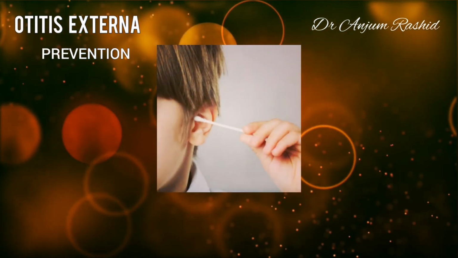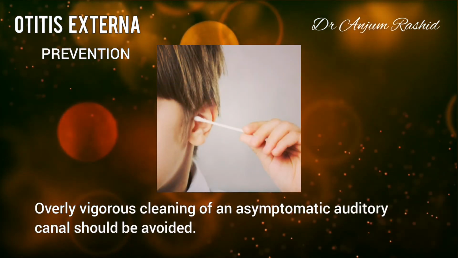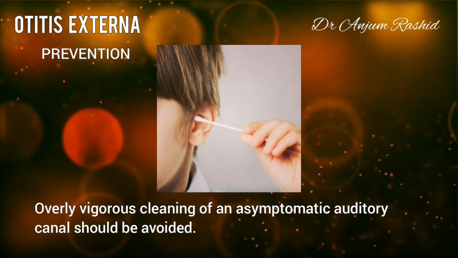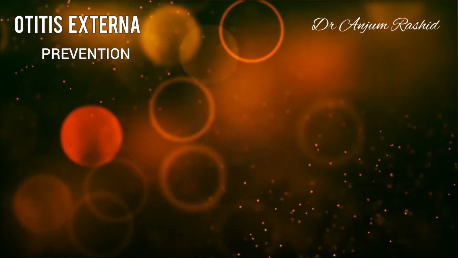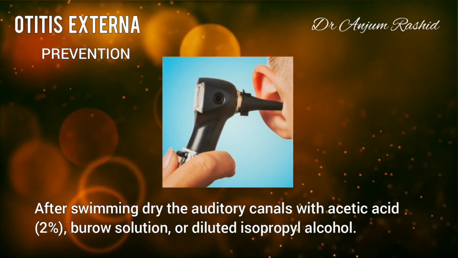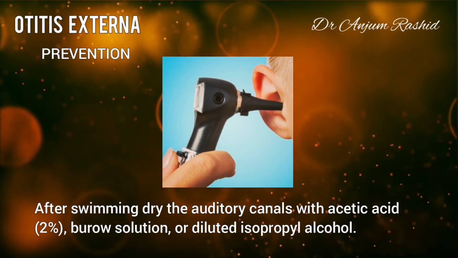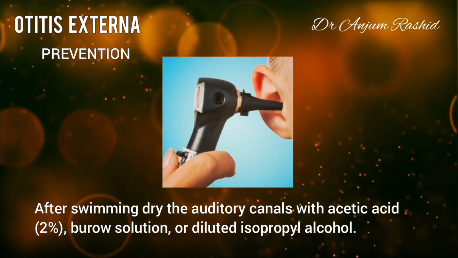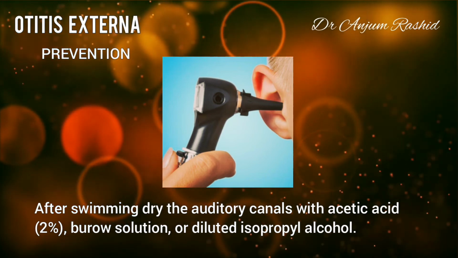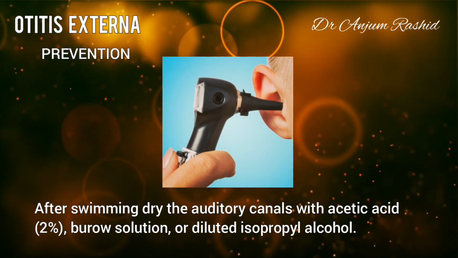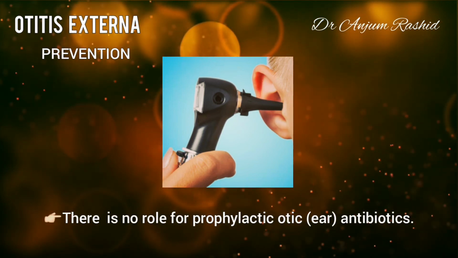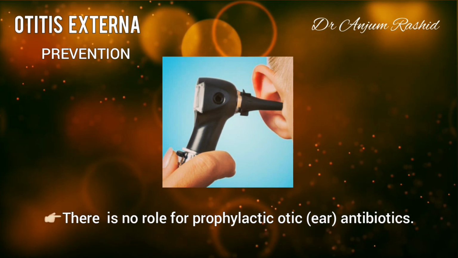Now, in the end, prevention of otitis externa. Overly vigorous cleaning of an asymptomatic auditory canal should always be avoided. After swimming, the auditory canal can be dried with 2% acetic acid, Burow's solution, or diluted isopropyl alcohol. These may be used prophylactically to help prevent the maceration that facilitates bacterial invasion. Now, there is no role for prophylactic otic antibiotics.